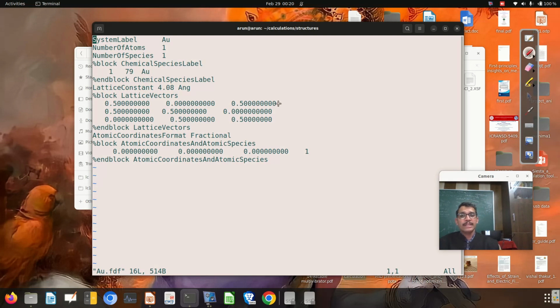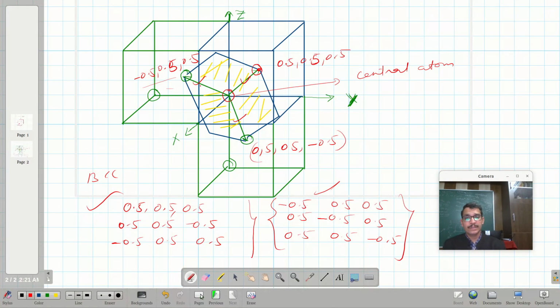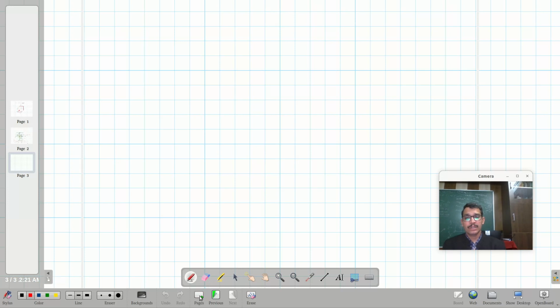So if I look here at Au.FDF, I am considering these as the face centered atoms, and these are the lattice vectors corresponding to the FCC lattice. Here I am considering primitive mode, meaning per atom per unit cell. But actually an FCC lattice must contain 4 atoms. So for that I have to take this part in simple cubic mode. First of all, let us understand how these lattice vectors come out for the FCC.